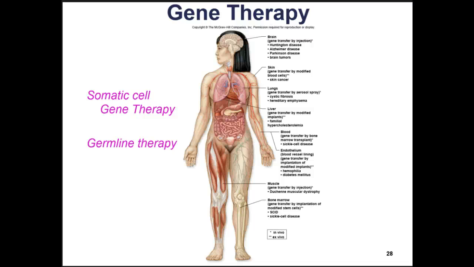However, if you do germline gene therapy, this is where the mutation is corrected at the level of the sperm or the egg, or early in the development of the embryo. And then in that case, you not only can cure the problem in that person, but you can also prevent it from being passed on to future offspring.